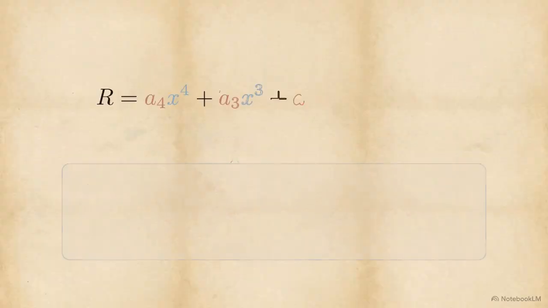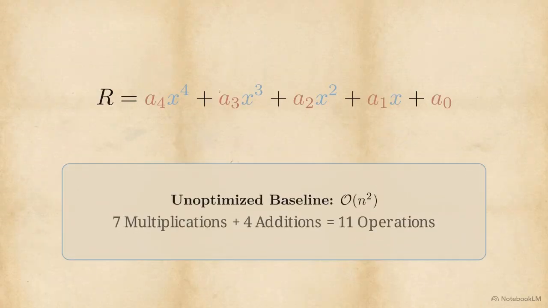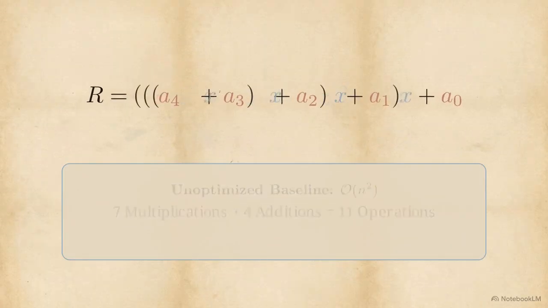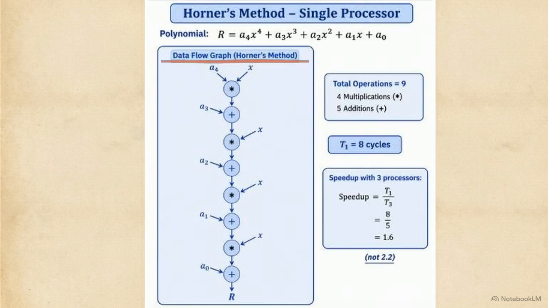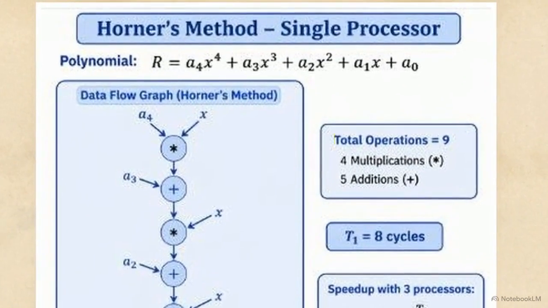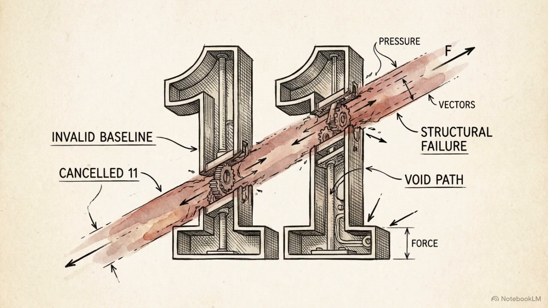In computer science, Horner's method is used to evaluate polynomials because it minimizes the total number of mathematical operations by factoring the equation. This revised data flow using Horner's method shows a much leaner sequence. By applying this algorithm, the total operations required to solve the exact same equation drop from 11 down to exactly 9. Because we have a more efficient 9-operational sequential baseline, the initial single processor metric of 11 is invalid.